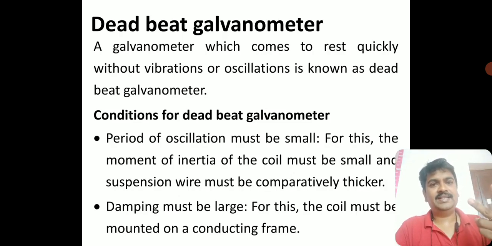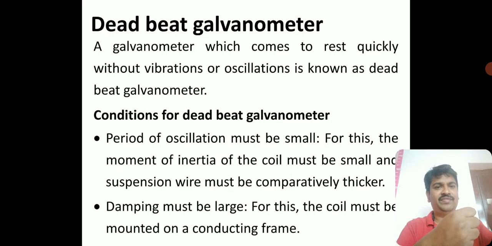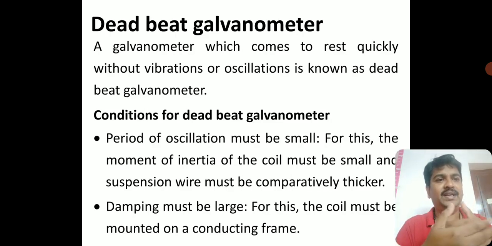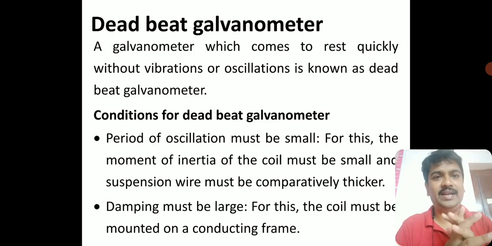Right. Second reason is damping must be very large. So what is damping? You need to bring the oscillations quickly to rest. That is called damping. For this, the coil must be mounted on a conducting frame. So this coil which is wound on a frame has to be conducting, because that produces eddy current.